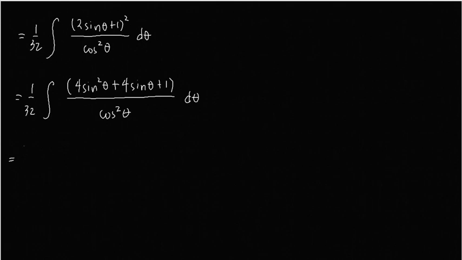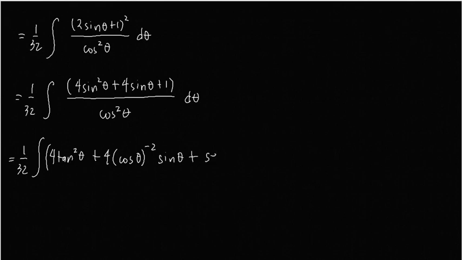So each term here will be divided by cosine squared of theta. So 4 sine squared of theta divided by cosine squared of theta can be rewritten as 4 tangent squared of theta, and then we have plus 4. So I will rewrite cosine theta raised to negative 2 sine of theta, plus 1 over cosine squared of theta is secant squared of theta d theta.